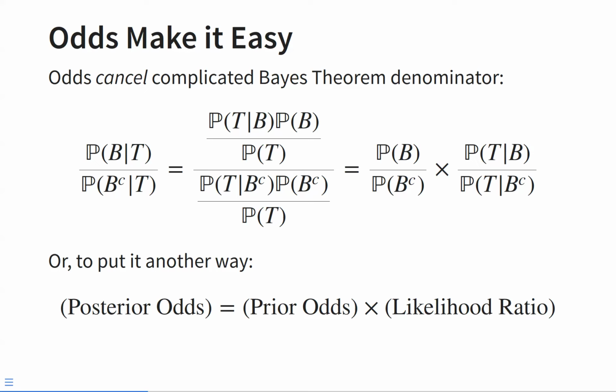The first thing is the ratio of the probability of B, unconditional, no conditioning on T, to the probability of B complement. That thing is called the prior odds. Those are the odds before we have observed this test result. Remember, Alice tested positive. So this says the posterior odds, the odds after seeing the test result, are equal to the prior odds, the odds before seeing the test result, multiplied by something.